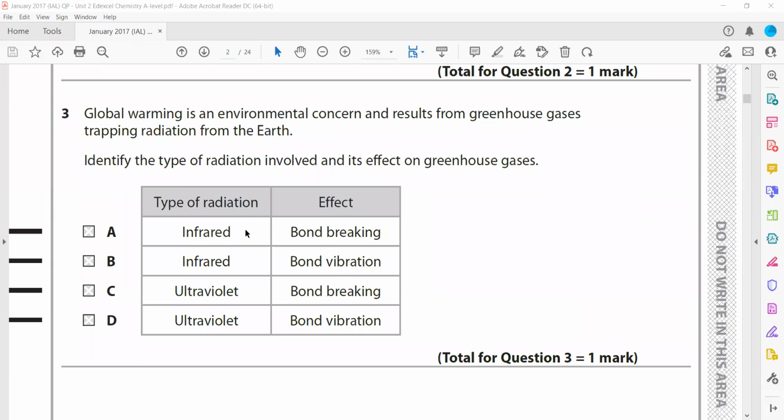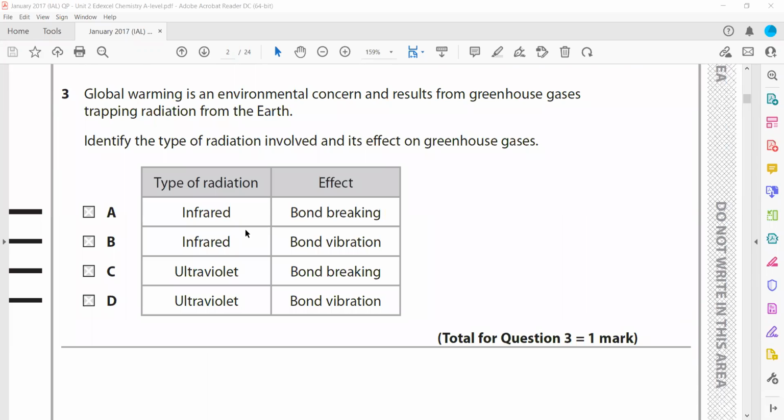Then in question 3, global warming is an environmental concern resulting from greenhouse gases trapping radiation from the earth. Identify the type of radiation involved and its effect. So which type of radiation is involved? The infrared radiation, or IR radiation.